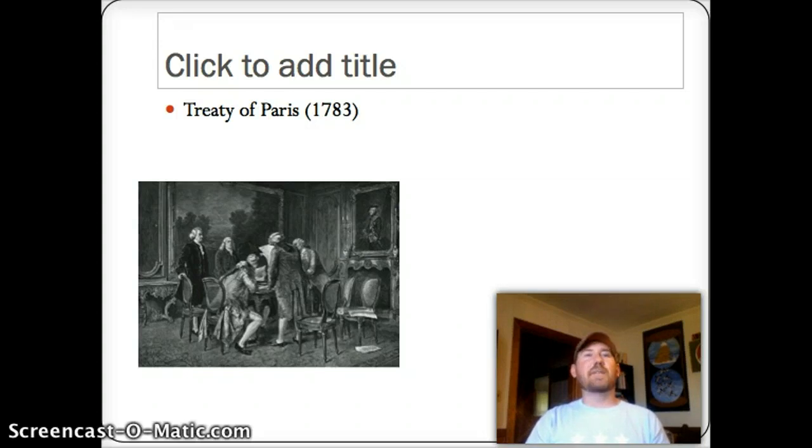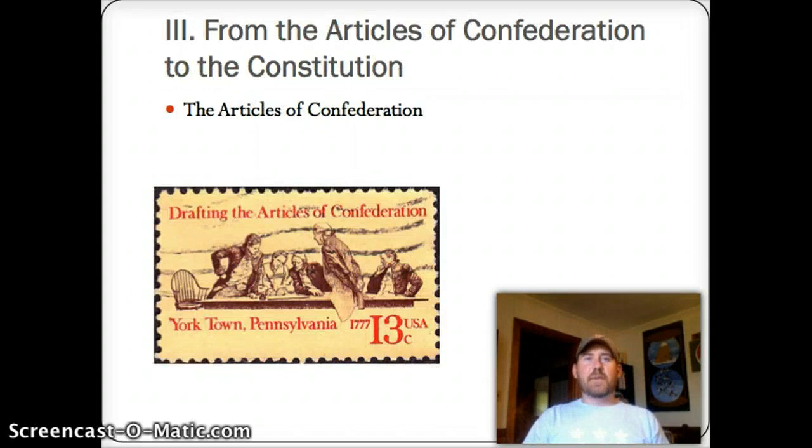So one of the tie-ins between the Revolutionary War and the War of 1812 is going to be the British not doing what they were supposed to with the Treaty of Paris in regards to giving up these forts. All right, so we've won the Revolutionary War. Now what? We got to figure out how we're going to govern these states.